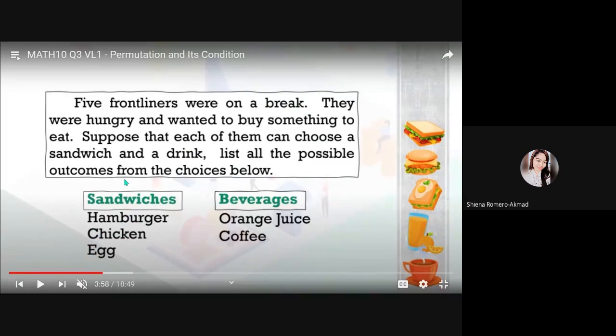So when you say list all the possible outcomes, of course, kapag bumili ka, syempre bibili ka ng isang sandwich, isang beverage. So we have here 3 choices for the sandwiches. There are 3 sandwiches here. That's hamburger, chicken sandwich, egg sandwich. And for the beverages, we have 2. We have the orange juice and we have the coffee. So all you have to do is to tell me or to list all the possible outcomes from the choices we have here. So ilan kaya yung or ano kaya yung mga choices na meron tayo?